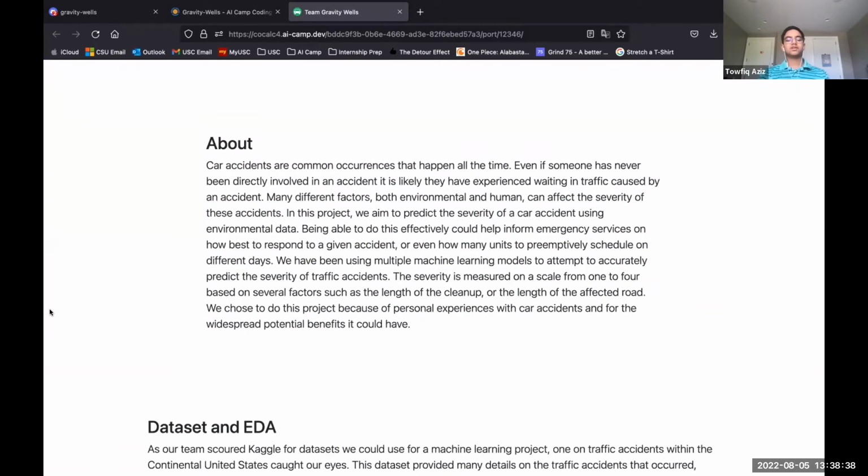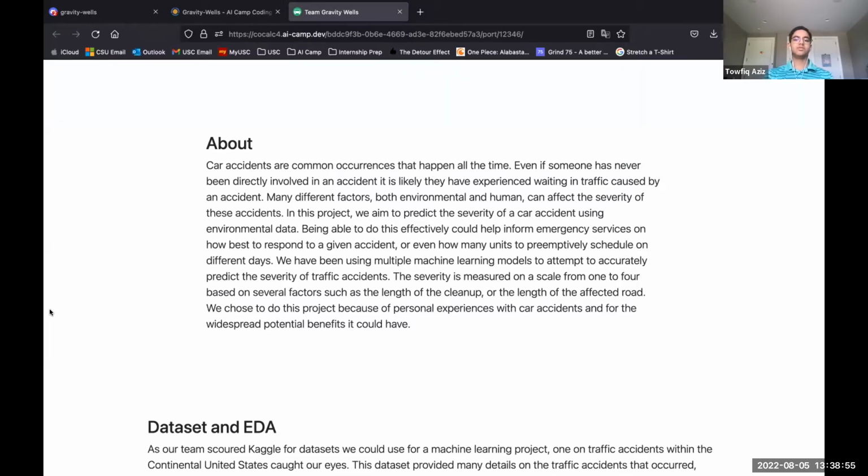A car accident is a common occurrence on the road. Even if someone hasn't been in one, they have probably been affected by the traffic due to the accidents. Many different environmental and human factors can influence the severity of these accidents. Through multiple machine learning models, we have attempted to accurately predict the severity of traffic accidents.